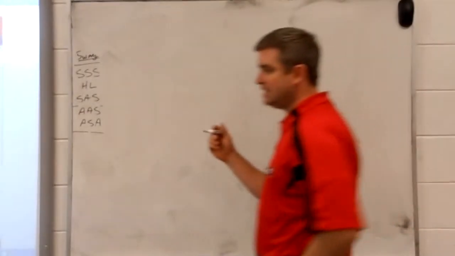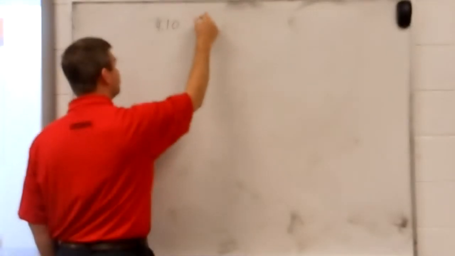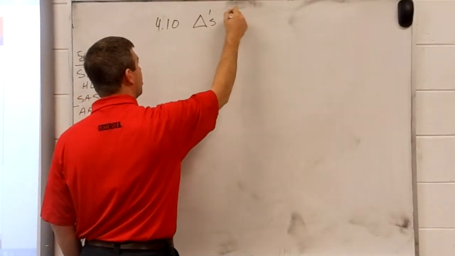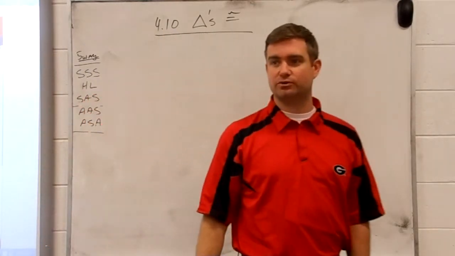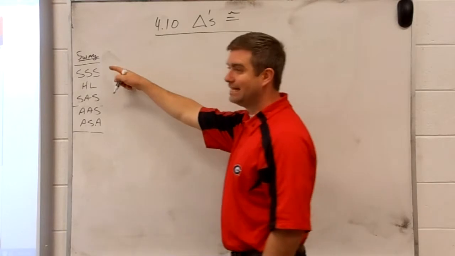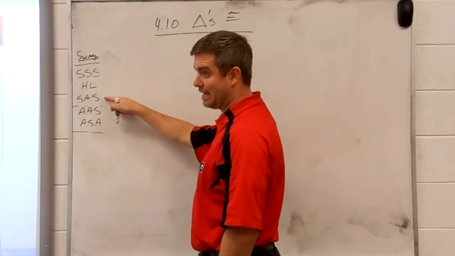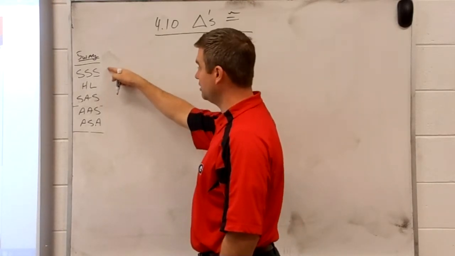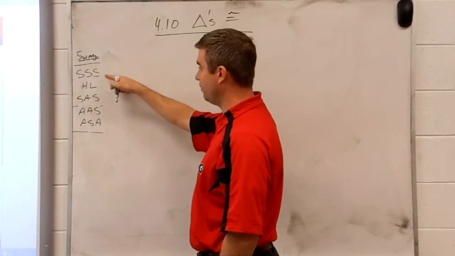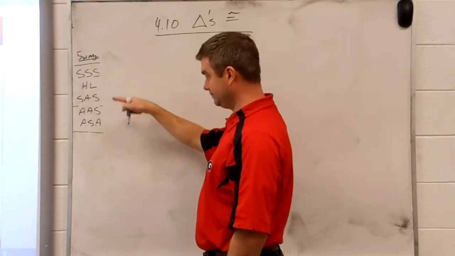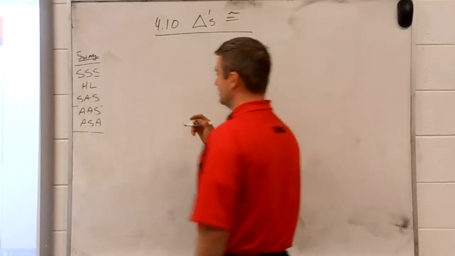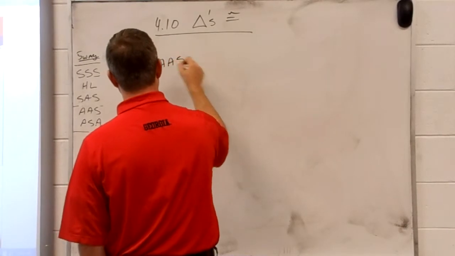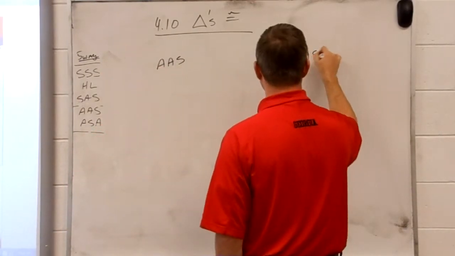This is 4.10. This is the last section in chapter 4. We are proving that triangles are congruent. We have 5 ways of proving that triangles are congruent. We have already learned side, side, side, HL, and side, angle, side. Those are the 3 methods that are in 4.8 and 4.9. Now we're talking about 4.10, and we have 2 methods. The first is angle, angle, side, and the other one is angle, side, angle.